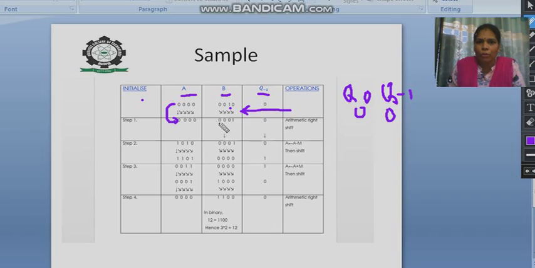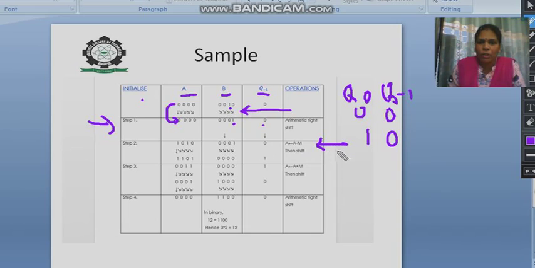After performing the shift in step number 1, we have A with 4 zeros, Q is 0 0 0 1, and Q minus 1 is 0. Again we need to perform the check. So it is 1 0. When it is 1 0, we need to perform A equals A minus M, which means a subtraction operation, and after assigning the result back to A, perform the arithmetic right shift.